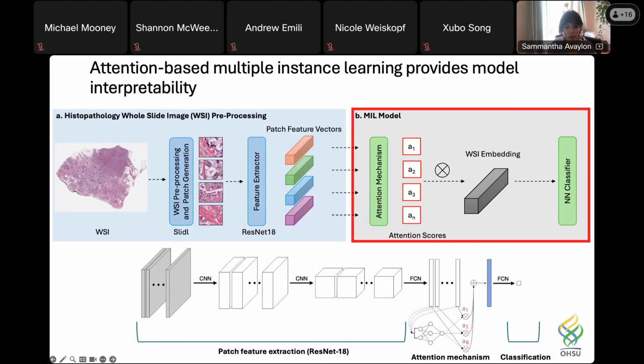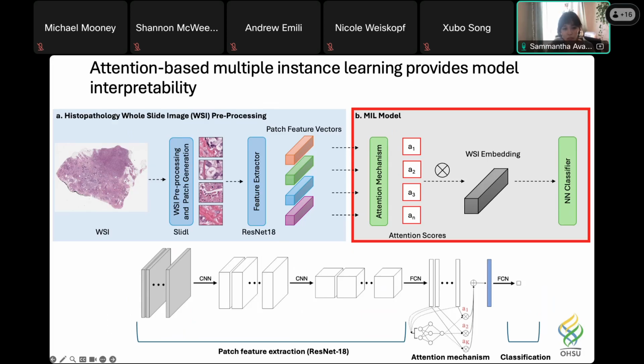And so as we considered which supervised classification model to use for our project, one of the key aspects we had to consider was that not all regions of the tissue are actually informative of basal versus luminal classification. And so one of the key features of an attention-based multiple instance learning model lies in its ability to assign different levels of importance to each patch image through an attention mechanism.